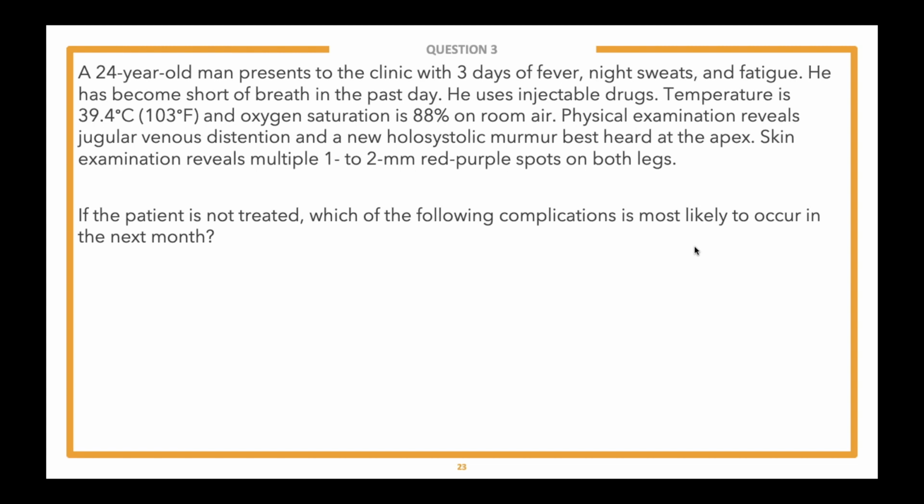If the patient is not treated, which of the following complications is most likely to occur in the next month? Once again, I want all of you to start thinking about the relevant clues as I hand it off to Paris.